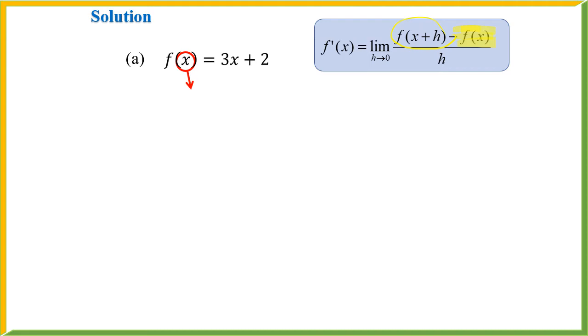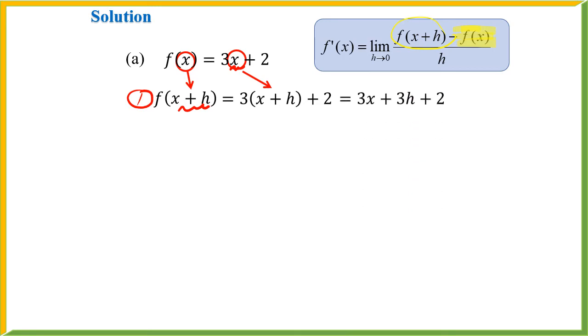So what do we need to do? First, find what f of x plus h is. So this is the first step you need to do. Okay, so we replace the x on the left side and the right side with x plus h. So it will be 3 multiplied by not x but x plus h, and then plus 2. So what do we have here? It's actually 3x plus 3h plus 2. Okay? And now just replace it into the formula.